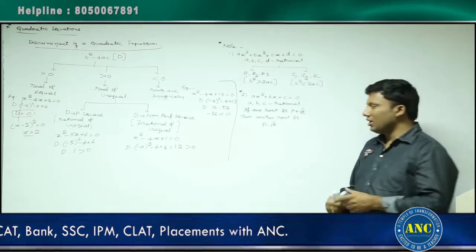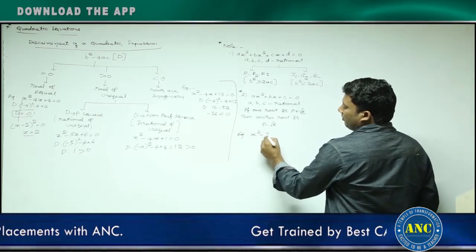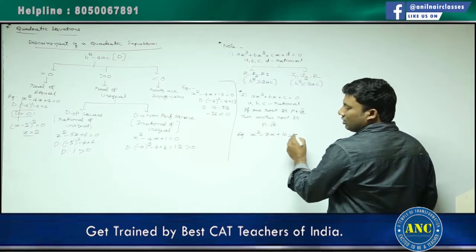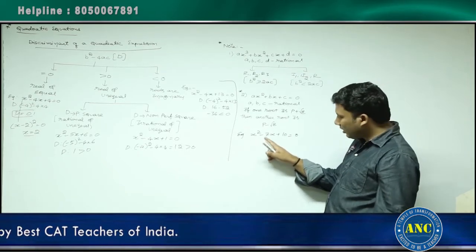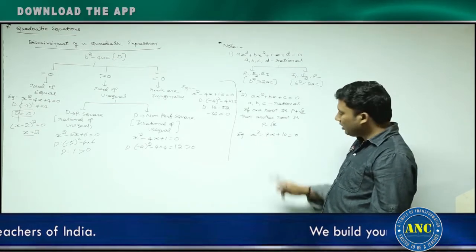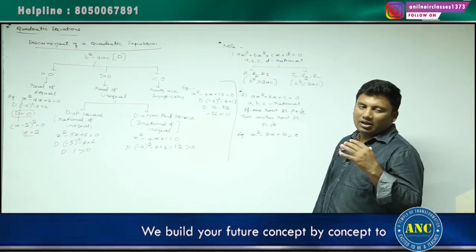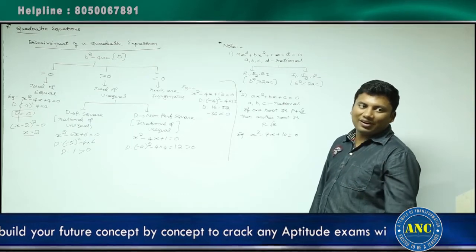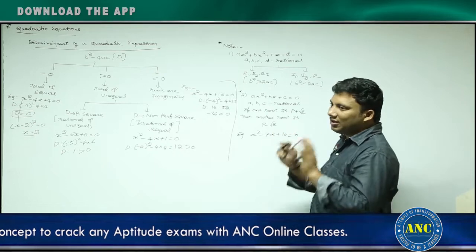Rational means, suppose I take an example of x square minus 7x plus 10 equal to 0. What is the coefficient of x square? 1. 1 is a rational number. 7 is also a rational number. 10 is also a rational number. So a rational number is not only an integer value but also can take a fractional value. A rational number is a combination of integers and fractions.